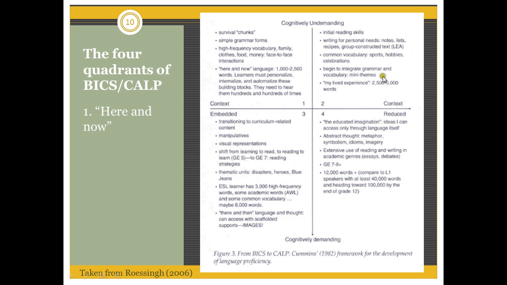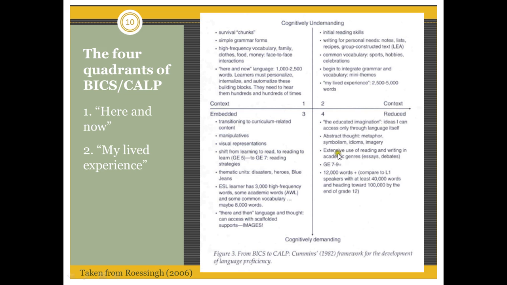Moving over here to another area of BICS, we have what one researcher, Rosing, terms my lived experience, which is context reduced, but still cognitively undemanding. So this might be where reading starts. It might include some emergent literacy skills like writing notes or recipes. The vocabulary is expanding a little bit. The grammar is still relatively simple, although there is more vocabulary here, potentially 2,000 to 5,000 words, although these aren't hard and fast.